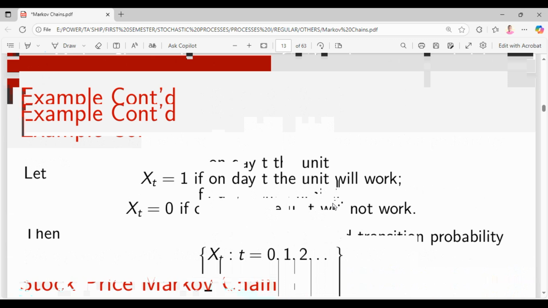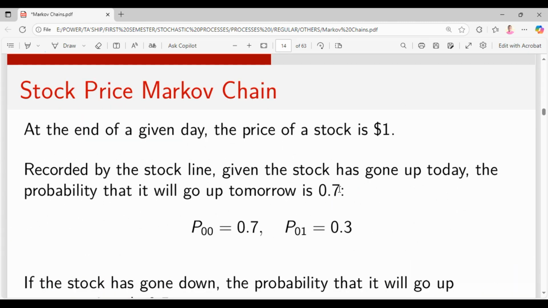Let's look at the stock price example too. At the end of a given day, the price of a stock is $1. Given that the stock has gone up today, the probability that it will go up tomorrow is 0.7. The state of going up is 0. So from state 0 to state 0 gives us 0.7, and the complement of that will be 0.3, as you can see.